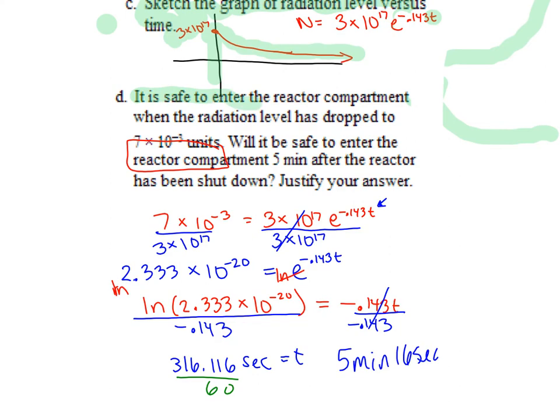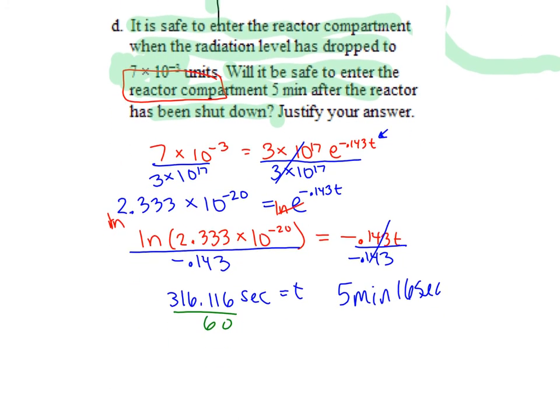It is safe to enter the reactor compartment when the radiation level has dropped to 7 times 10 to the negative 3 units. Will it be safe to enter the reactor compartment 5 minutes after the reactor has been shut down? I mean, that's an easy problem to do. You just plug in 5 minutes, and then find out whether your number is bigger or smaller than this number right here. Let's see what they did.